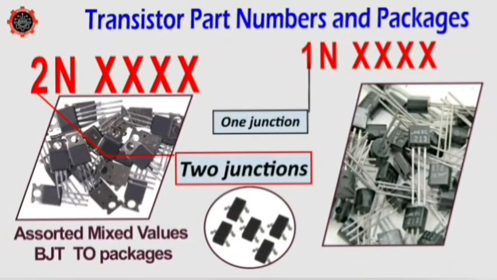Now, transistors are classified by a number beginning with 2 and an N and 4 more digits. That's why they call it bipolar, right? Because it has 2 junctions, as compared to a normal diode that has 1, and an N, because all diodes have 1 junction.